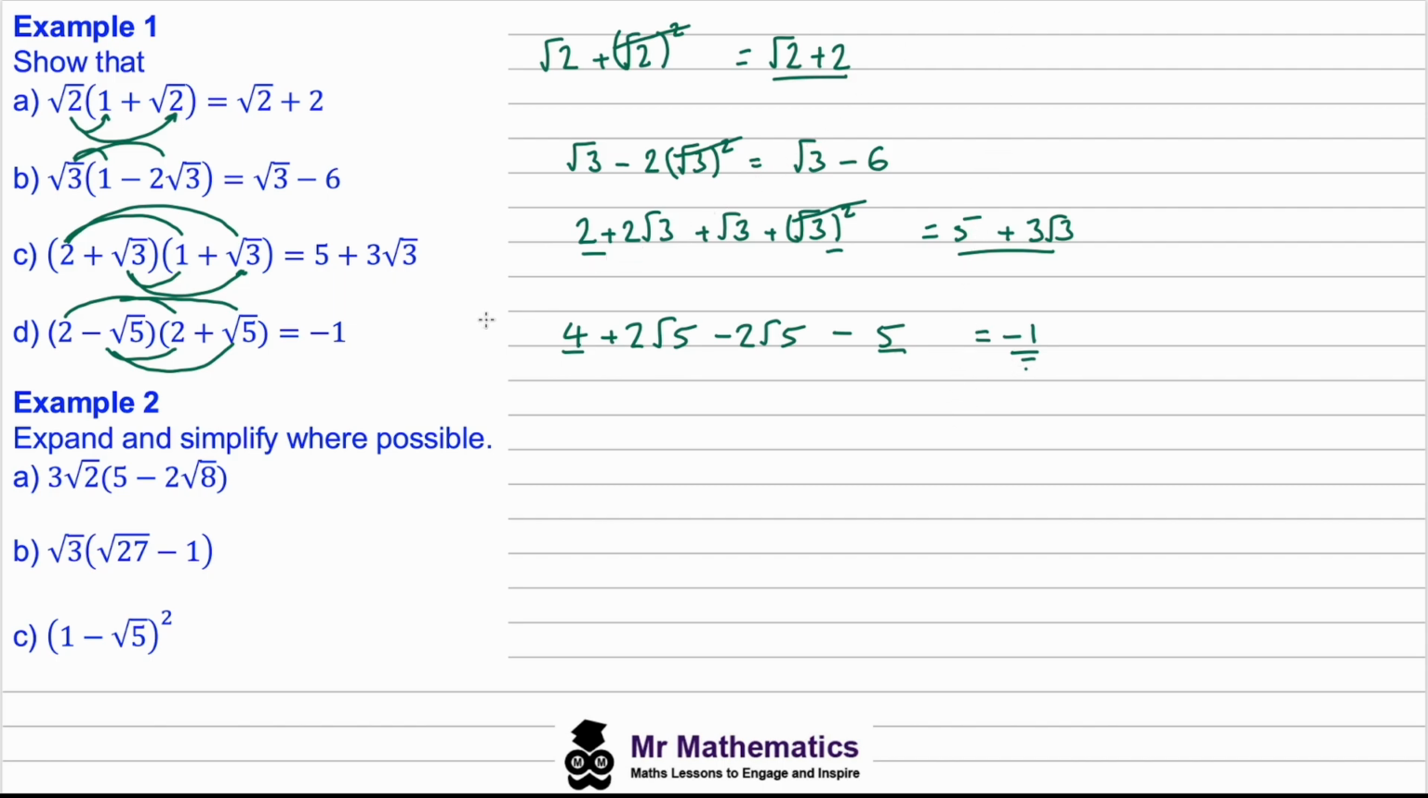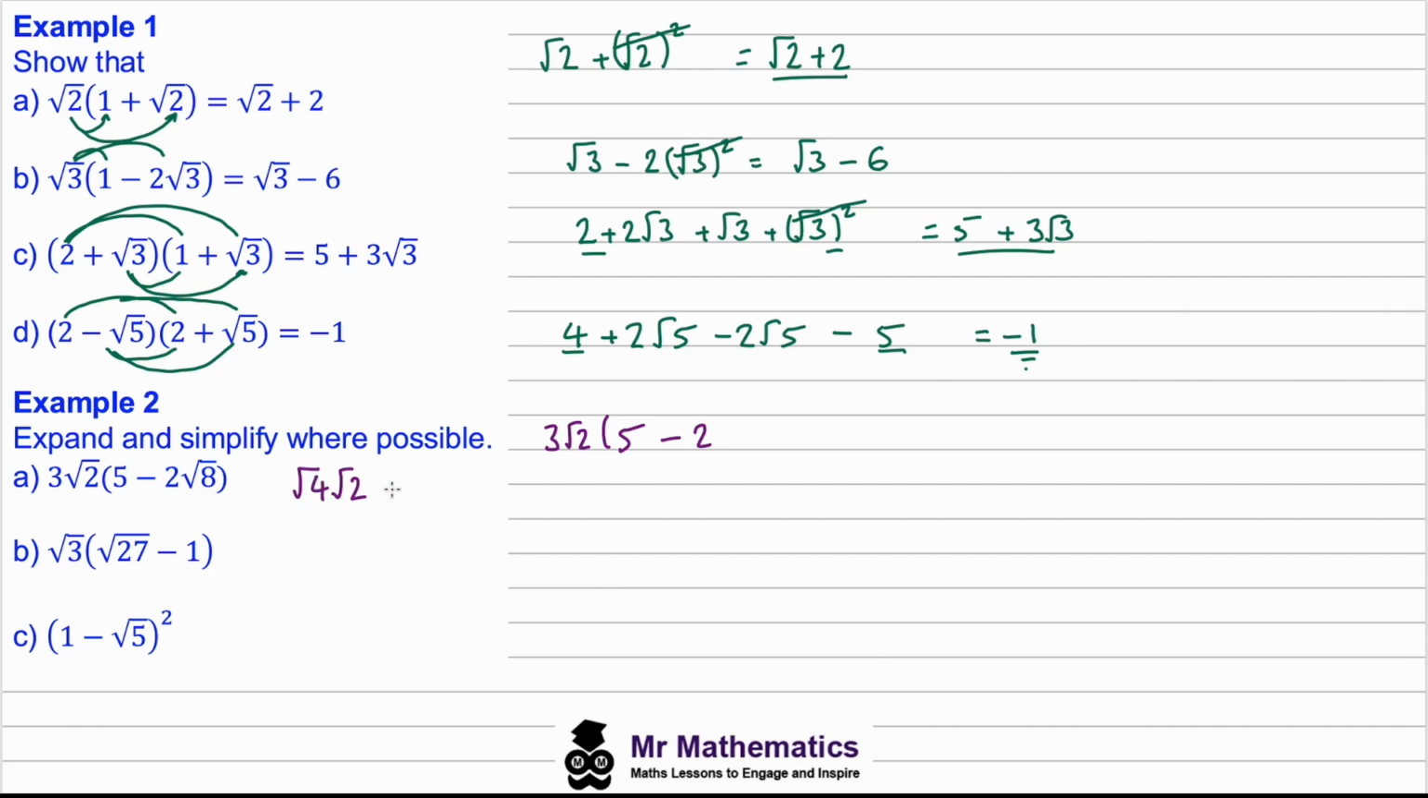In example 2, now we need to simplify. So before we expand out a bracket, I'm going to simplify the surd inside. So if we have 3 root 2 multiplied by 5 minus the square root of 8, the square root of 8 is the same as the square root of 4 times the square root of 2. I showed you in a previous video how we simplify surds. I'll leave a link to that in the description below.